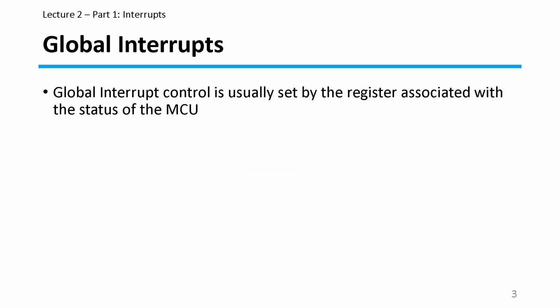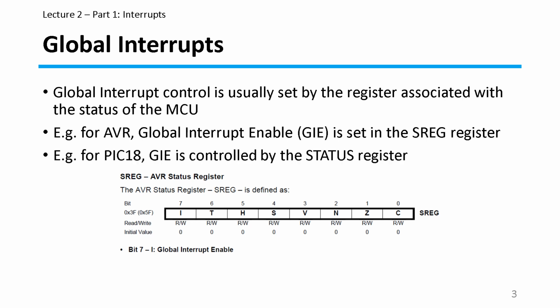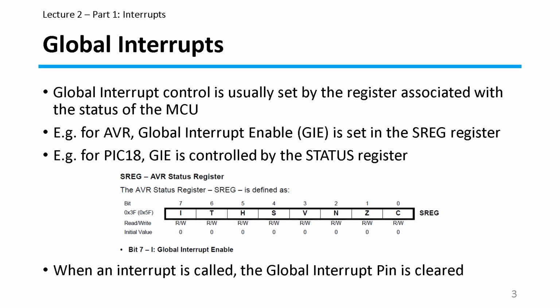So interrupts can be split into three separate types. You have global interrupts, external interrupts, and peripheral interrupts. Global interrupt control is usually set by the register associated with the status of the microcontroller unit. For the AVR architecture, your global interrupt enable is set in the SREG register. However, for the PIC18, the GIE is controlled by the status register. When an interrupt is called, the global interrupt enable bit is cleared, indicating to you that an interrupt has occurred.